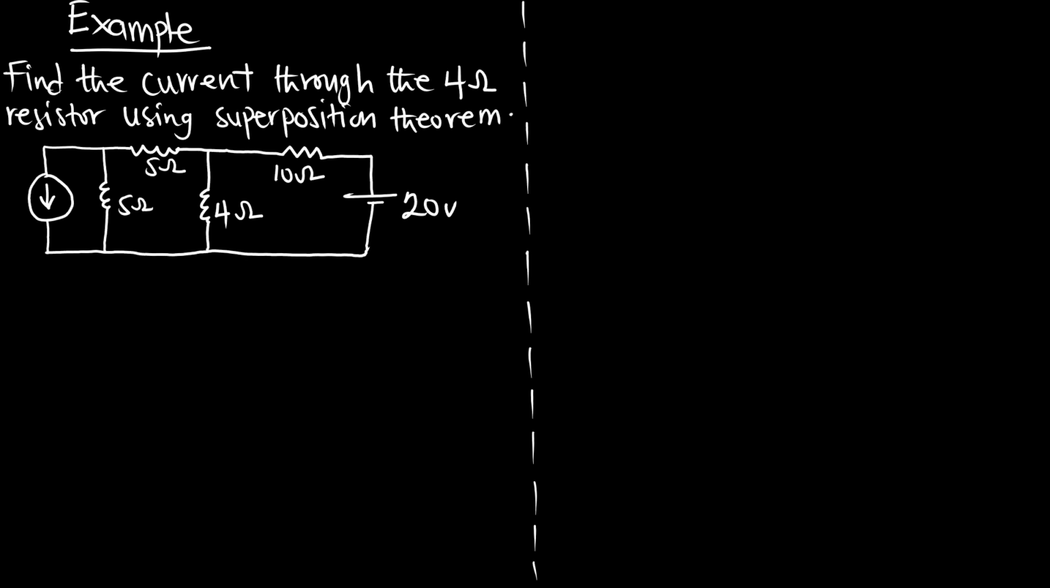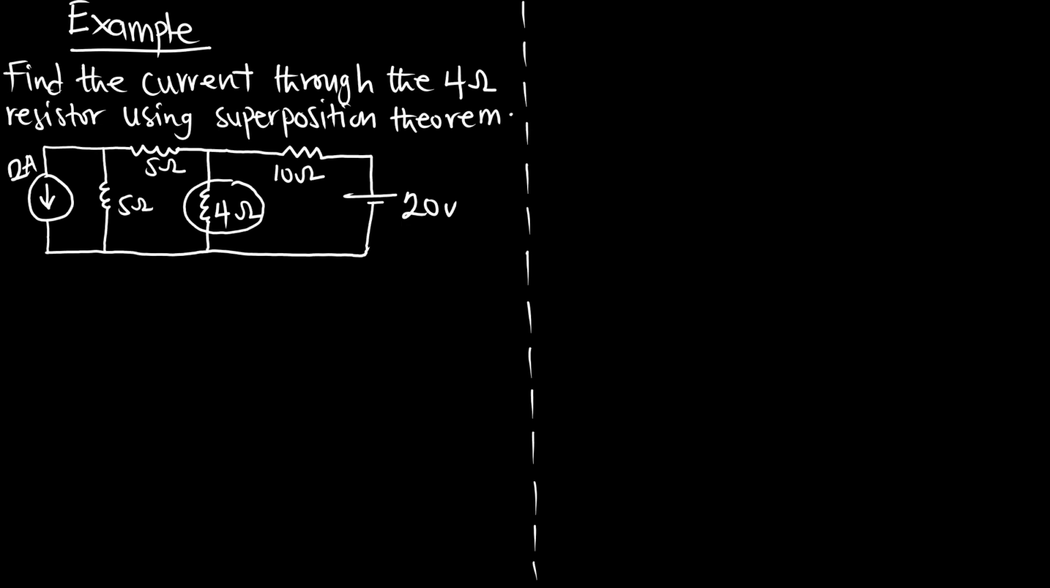In this episode, we are going to solve two examples on the superposition theorem. Our example is: find the current through the 4 ohm resistor using the superposition theorem. This is our 4 ohm resistor and we are to find the current through it. We have two sources, a current source and a voltage source. Our current source is 2 amperes and our voltage source is 20 volts.